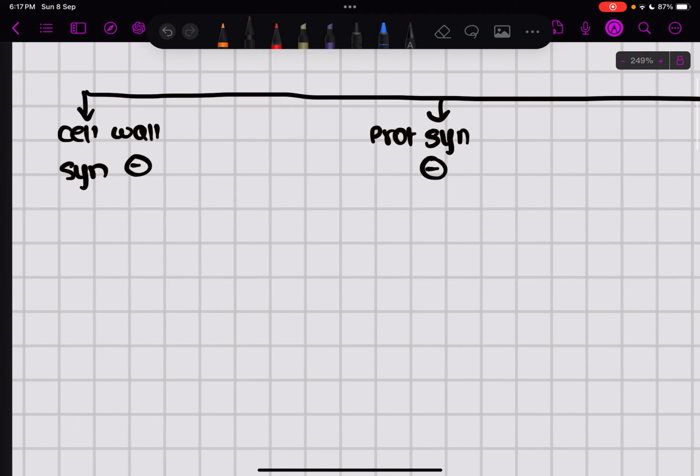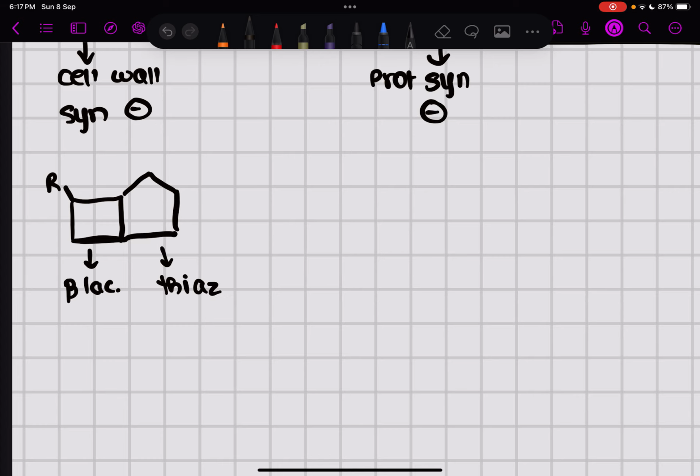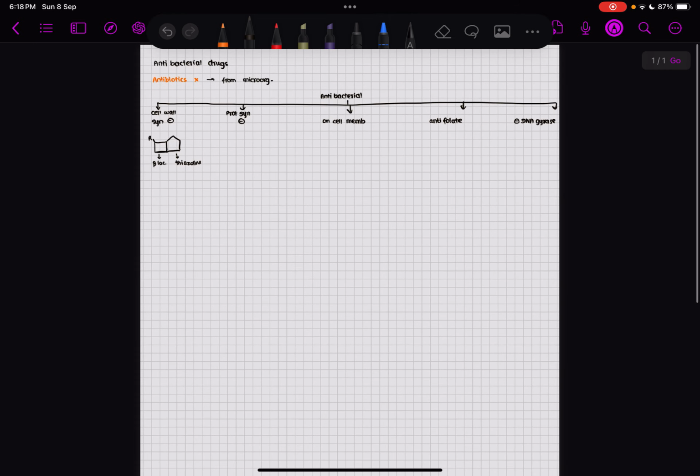So, cell wall synthesis inhibitors, let us have a look at their structure. They are basically penicillins and others. They have a beta lactam ring with a thiazolidine ring. Let us have a look at the structure now. This is the beta lactam and this is the thiazolidine ring. Now let us have a look whether it is cidal or static.